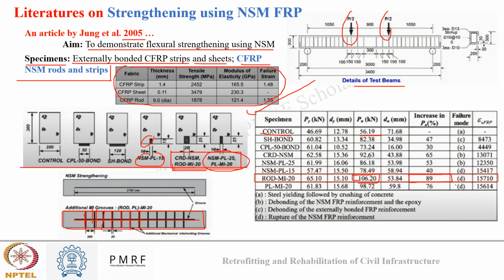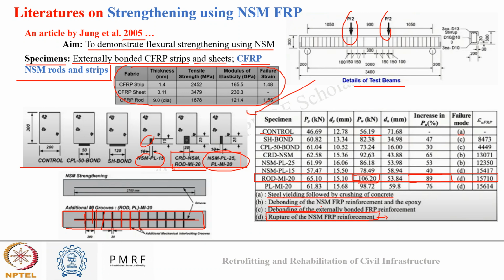Okay, and in what mode did it fail? It is D, that is the rupture of the NSM FRP reinforcement. So this shows that the whole assembly was used up to its maximum limit. You can see the A type of failure, it denotes the steel yielding followed by crushing. So this occurred mainly in the control sample where there was no NSM.